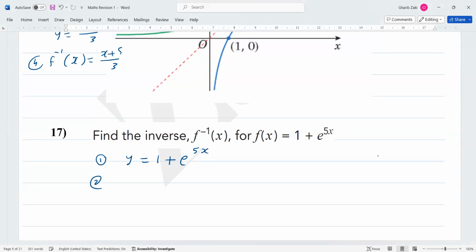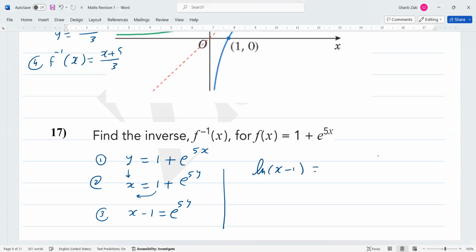Second step, replace y by x and x by y. Third step, we need to make y the subject. Shift 1 to the other side. x minus 1 equals e power 5y. Take ln both sides. ln(x minus 1) equals 5y, ln e is 1. Then y equals ln(x minus 1) over 5.